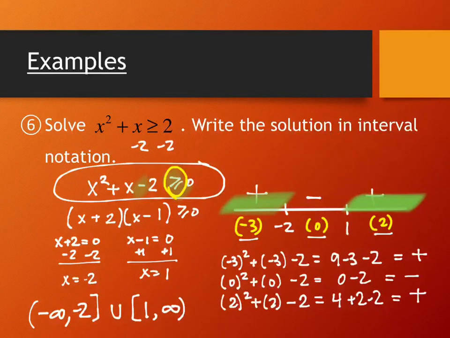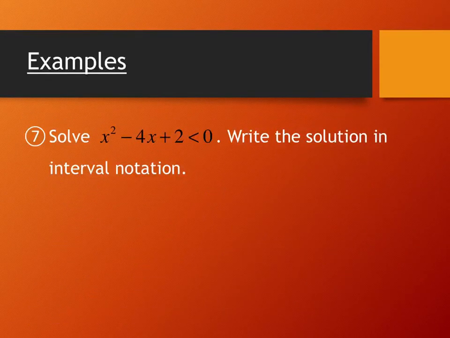All right, so our last example, number 7, has the exact same directions that we just did on number 6. And the first thing to notice here is that this time it says less than 0. The last one said greater than or equal to 0, so we were looking for positives. This one we will be looking for negatives.